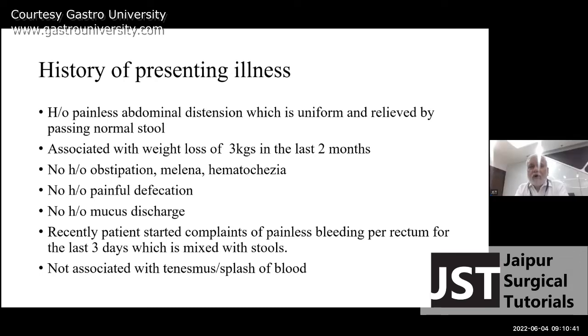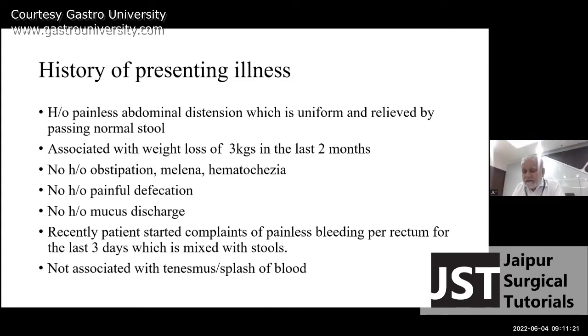So explain all these symptoms which you have asked for or which were provided to you, because if you were taking the history, you would ask the same thing. So explain the importance and relevance of each and every symptom. What is the purpose? Okay, sir. He has a painless abdominal distension which is uniform and relieved by passing normal stool, which could suggest that the obstruction could have been relieved if there is some obstruction. So you are saying that the abdominal distension is because of obstruction. Is this the classical picture of obstruction?